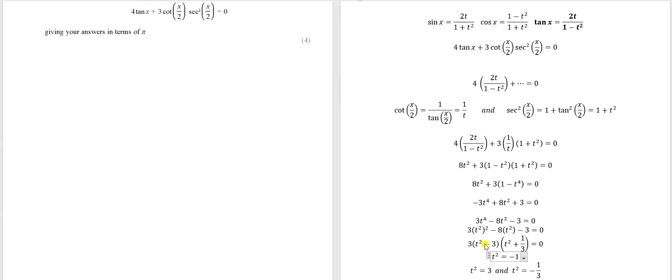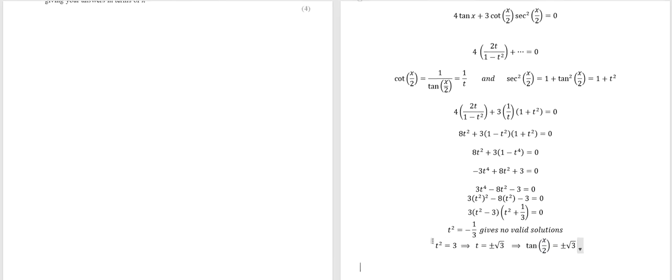So we can say t squared equals minus a third gives no valid solutions. Doesn't matter what t is, you can't square it to get minus a third if we're within the realm of the real numbers. So we're left with t squared equals 3. And this gives 2 possible values for t, plus and minus root 3. And before we finish, we need to remember that means tan of x over 2 is equal to plus or minus root 3. So we're not quite there yet.